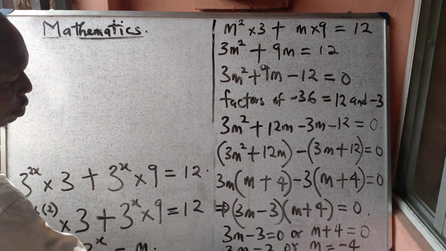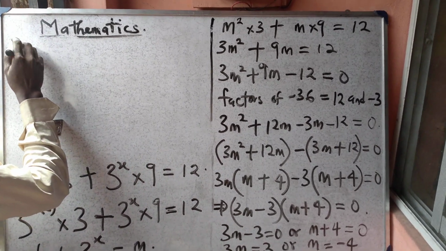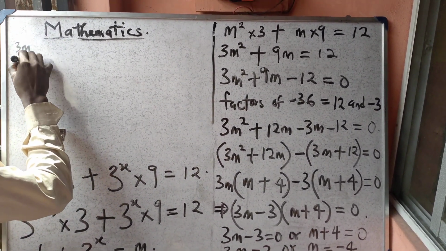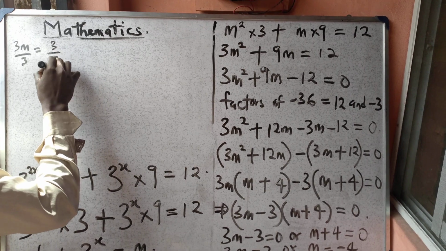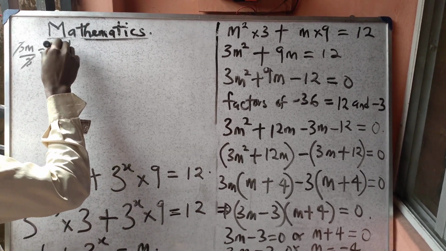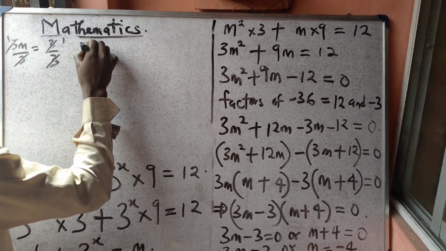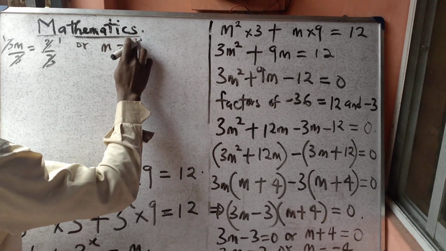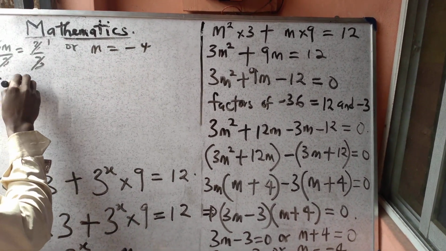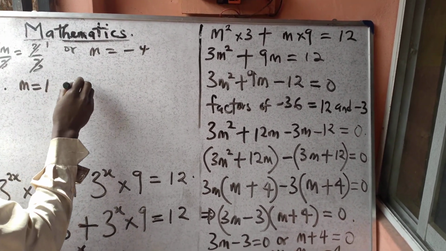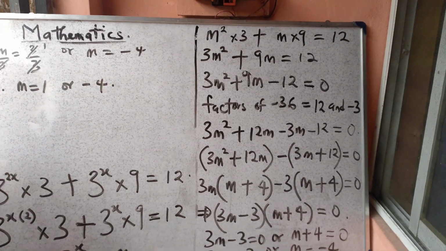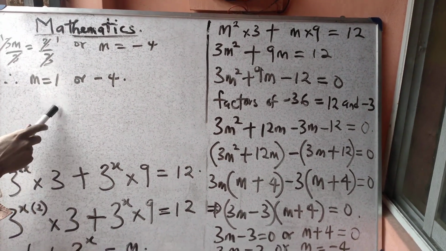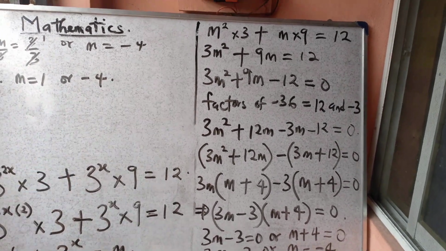Alright, so from here now, make m the subject of formula. That means that 3m divided by 3 equals to 3 divided by 3. This we cancel, this goes here. That's 1, or m equals to minus 4. And therefore, m is equals to 1 or minus 4. Now, these are the 2 roots of the equation. The 2 roots of the equation are 1 or minus 4.